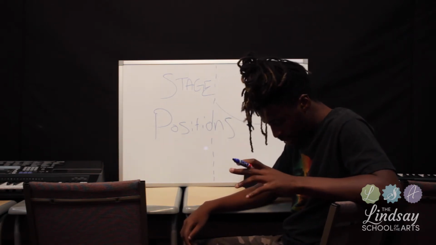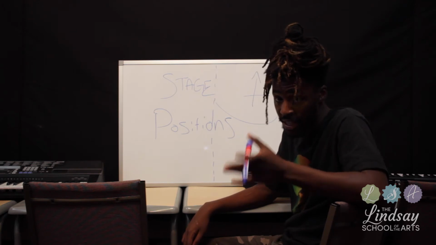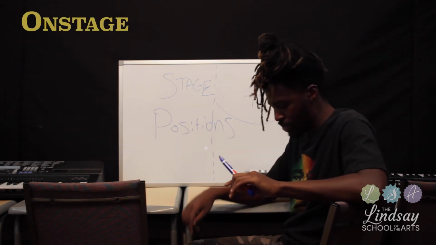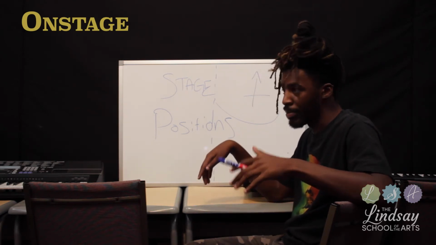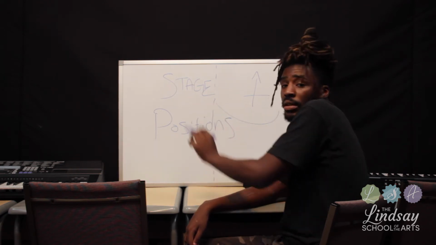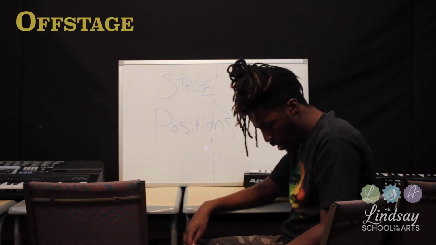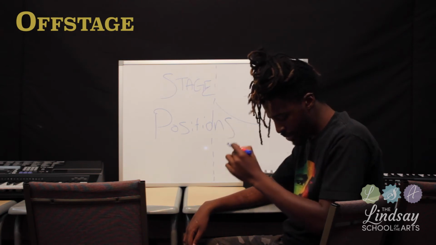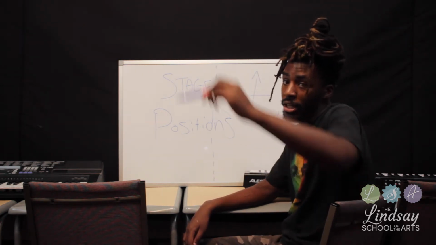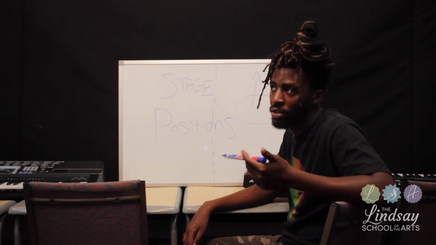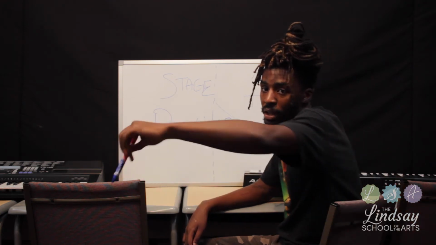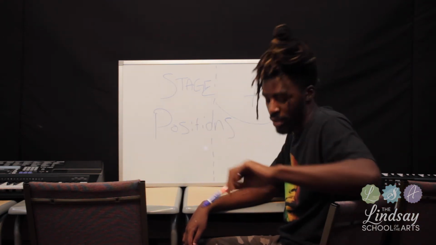Right. Now on stage and off stage sounds super self-explanatory, but it's not. So on stage is the part of the playing area, and by playing area I mean the performance part of the stage, right? So like this area where people are seen, that's on stage. Off stage are those areas surrounding the playing space that's not visible to the audience. So there are parts of this that you can't see. Usually if you go to some grand theaters, this is where they would put their orchestras, right here. You can't really see them. They're down there.